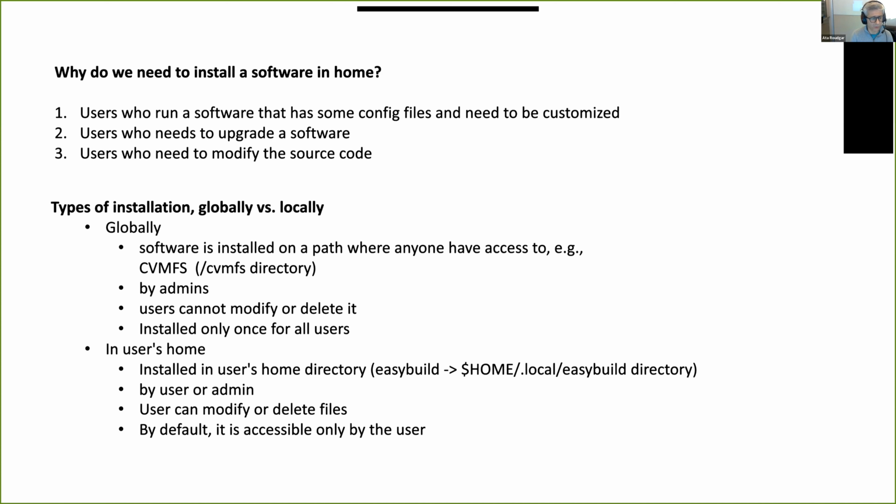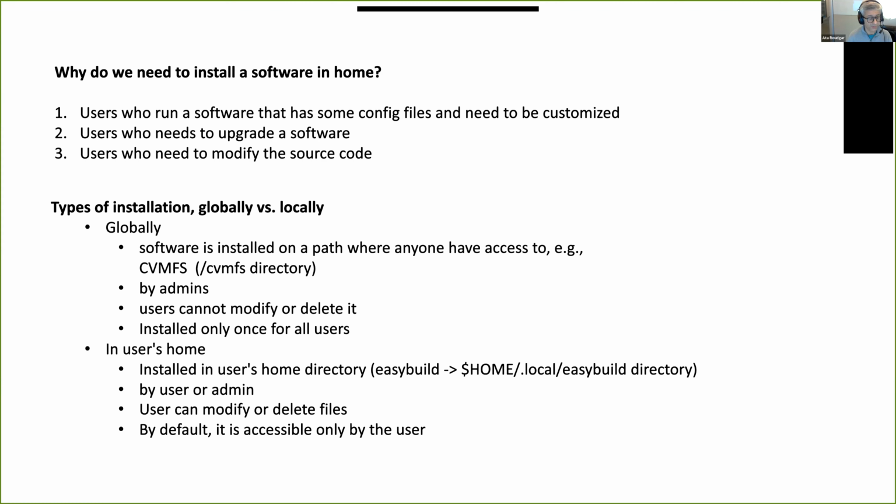Before we go deeper into EasyBuild, let's clarify something here. When we talk about installation, we have 2 types of installation. The first is a global installation, which is on the CVMFS, in our Compute Canada software stack I'm talking about. This is done only by the admin. Users cannot modify any file or any directory in CVMFS, and it is installed only once by the admin for users.